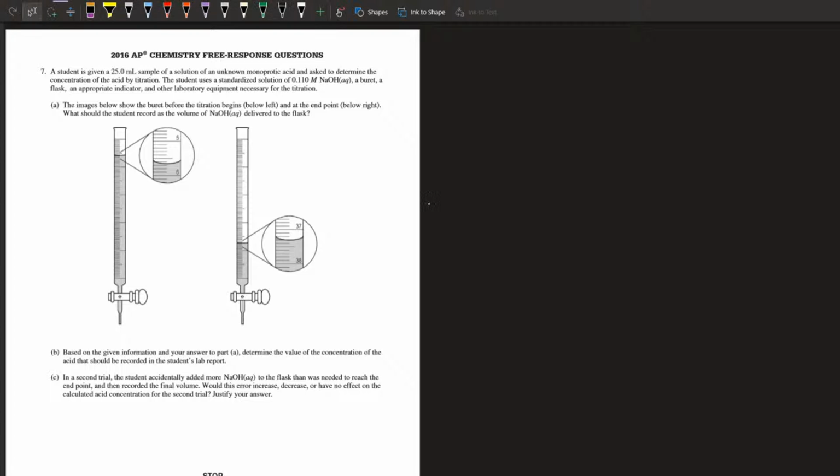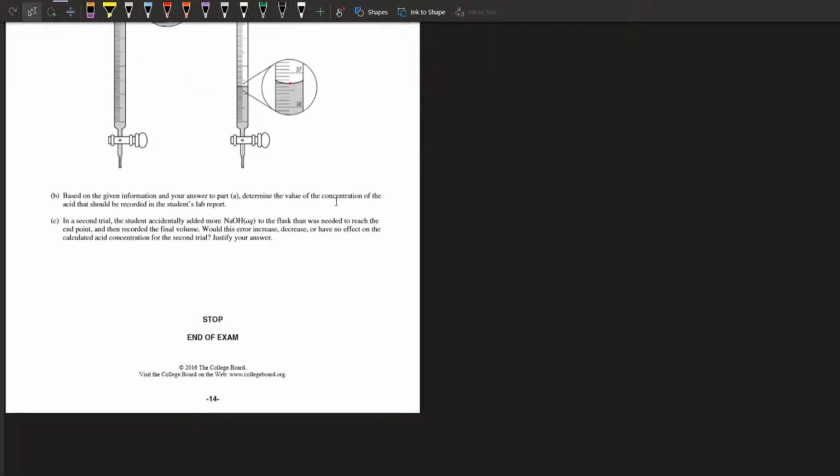So let's look at the volume it starts with. The difference in the volume is just going to be the recorded volume. So here we have 37.3, and here we have 5.65. That gives us about 31.65. Yeah, 31.65 mL. And that's how we get this. So that's it.